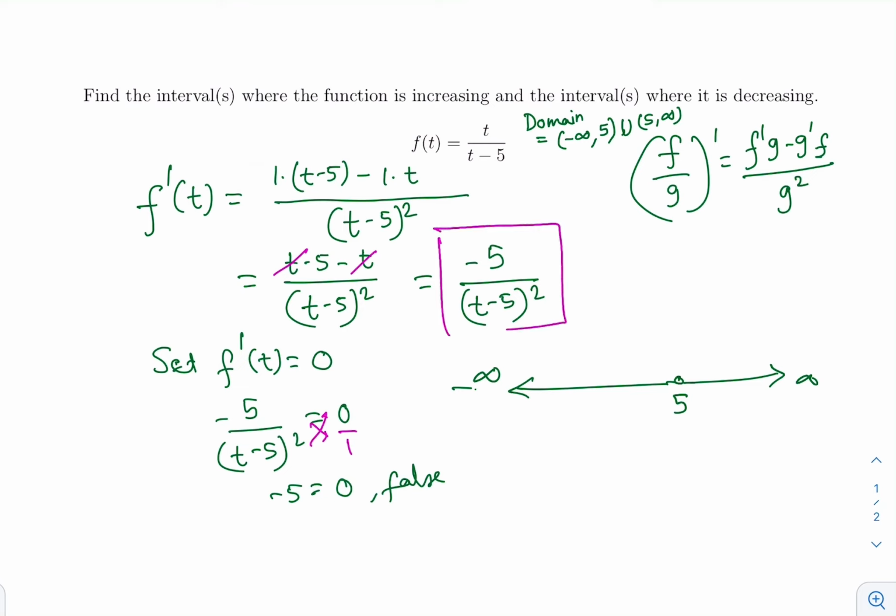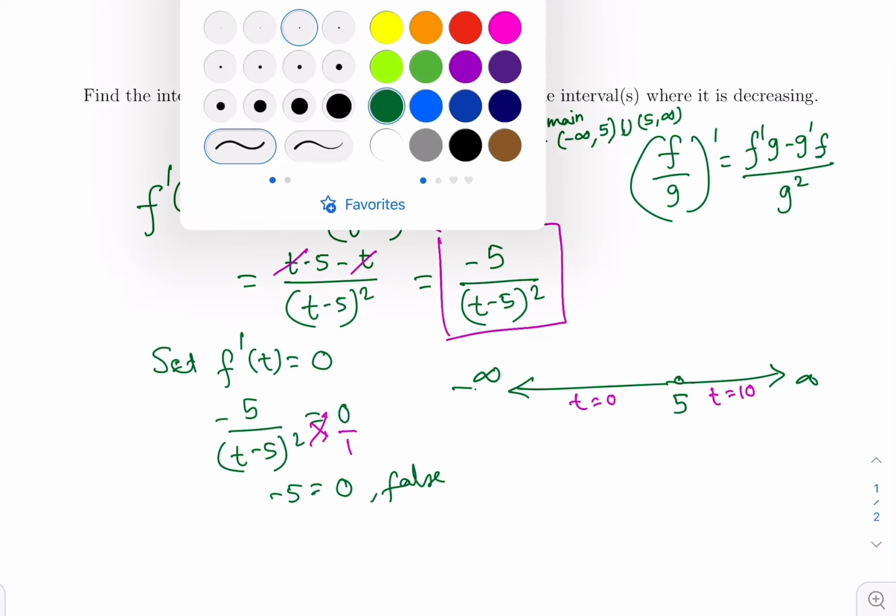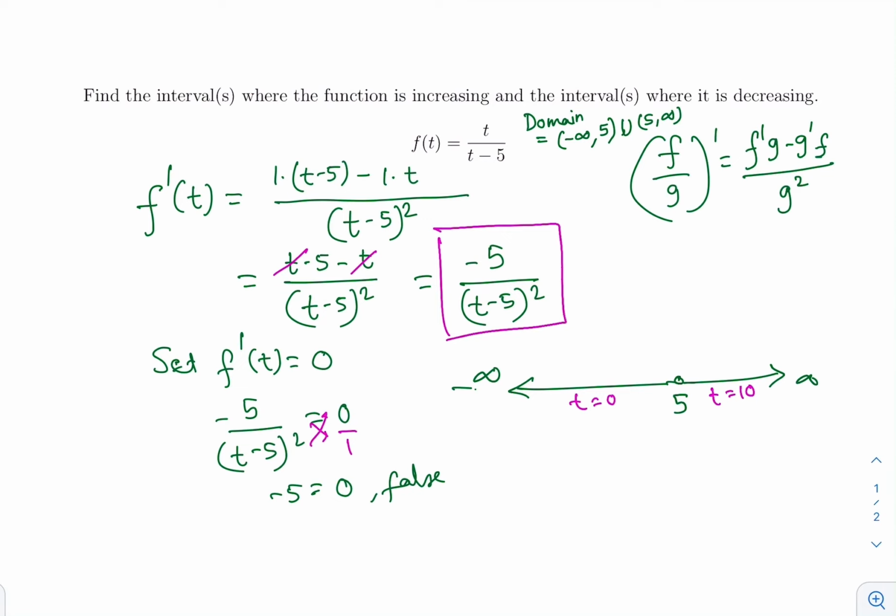This is the first derivative. This is 5, right? So let's take 0, and let's take 10. Plug in here. If I put 0 here, I mean t, not x. The independent variable is t. If I plug in 0, 0 minus 5 is negative 5, squared is positive 25. Negative 5 over a positive number, so it's going to be a negative number. So the derivative is negative in this interval. That means the function is decreasing.